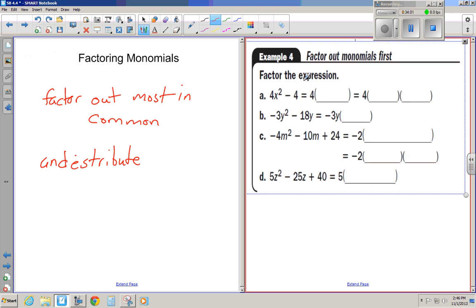So this example here, 4x squared minus 4. You should ask yourself, what do they have in common? Well, they have a 4 in common. If I undistribute a 4 out of there, you're left with x squared minus 1. Looking at this, negative 3, 18, they all can be divisible by negative 3. Y and y, take a y out. So if I took a y and a 3 out, take a negative 3 away there, that's y. Take a minus 18, divide by negative 3y, the y's cancel, and you end up with plus 6.